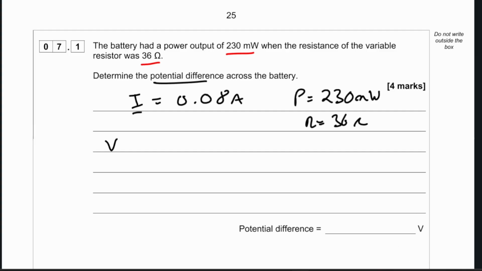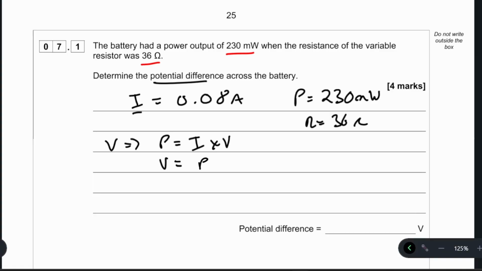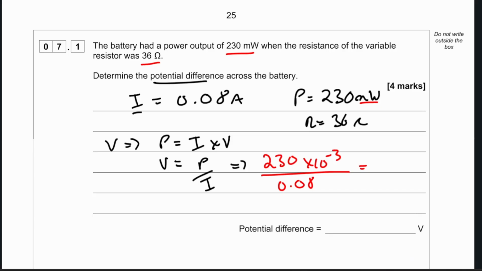Well, we've got current and we've got power. We know that the power is equal to the current multiplied by the voltage, and therefore the voltage, if we rearrange for that, would be equal to the power divided by the current. Then we just want to plug in our numbers. We need to convert these 230 milliwatts into watts, so this would be 230 times 10 to the minus 3 watts, divided by the current, which is 0.08 amps. If you plug that into your calculator, you should get the final answer of 2.875 volts. And that's what you can write down there.